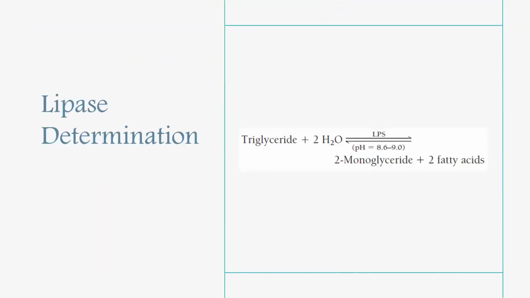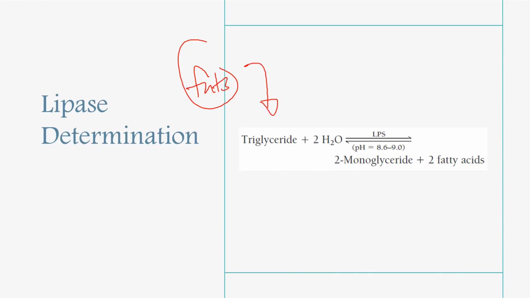Leading to the next is what we call the lipase determination. As we all know, lipase along with amylase are enzymes that are produced by our pancreas. Remember that lipase is an enzyme that catalyzes the hydrolysis of fats. If amylase is important in the hydrolysis of complex carbohydrates, lipase is important in the hydrolysis of fats. One of those is our triglycerides.